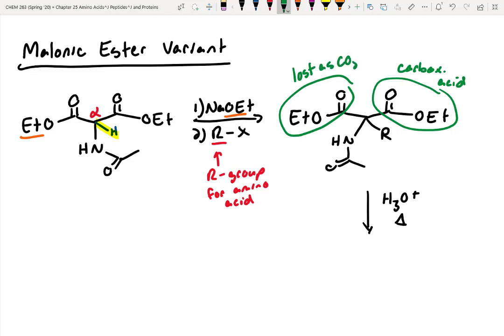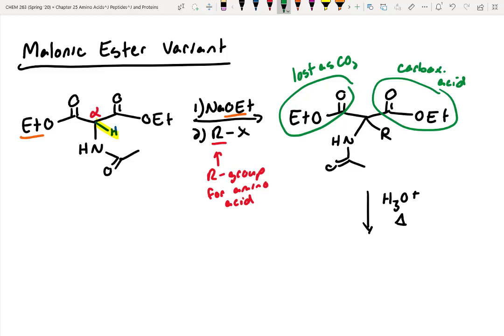Some students will ask me, does it matter which side? No, not at all. The other side could be lost as CO2 and the opposite side could be the carboxylic acid. Doesn't matter. However, it is important to remember that one of them will be lost as CO2. The other one will be lost as carboxylic acid.